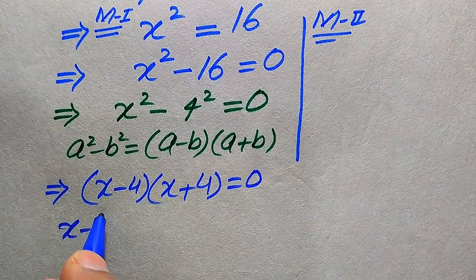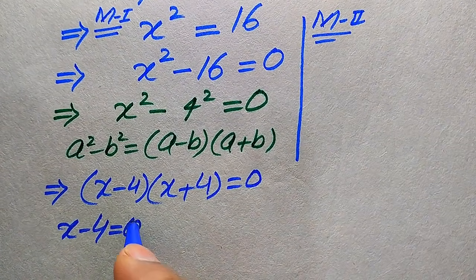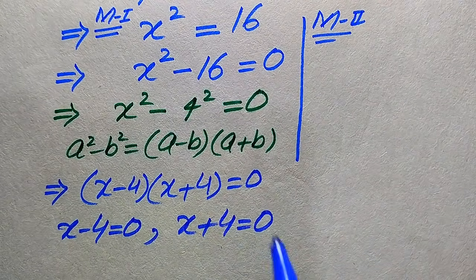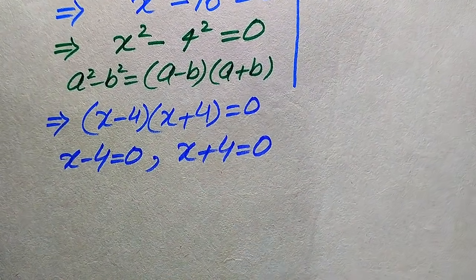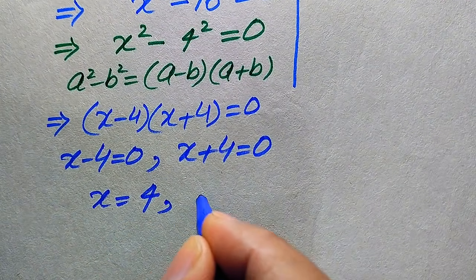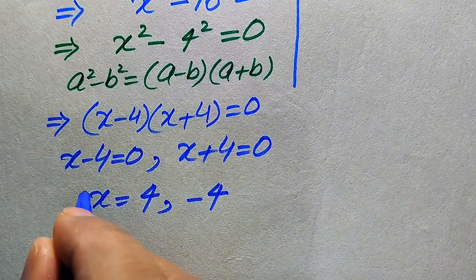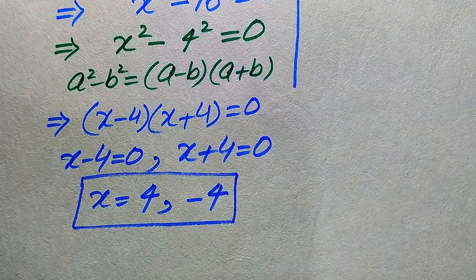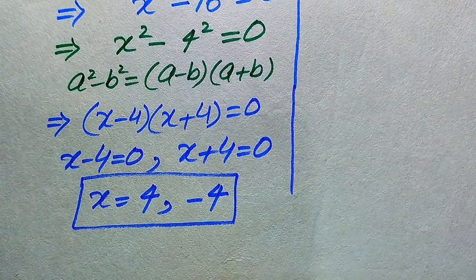So here we divide this equation into two cases. The first case is we write x minus 4 equal to 0, and the second case is we write x plus 4 is equal to 0. So here we get the value of x is equal to plus 4, and from here we get the value of x is equal to minus 4. So we obtain these two values of x from the first method.